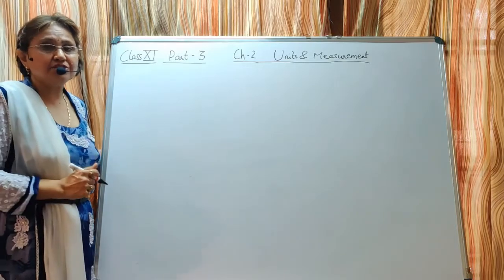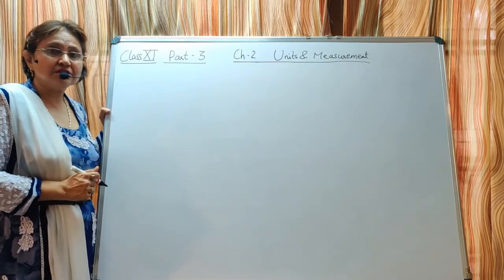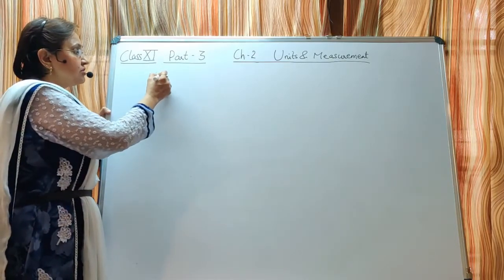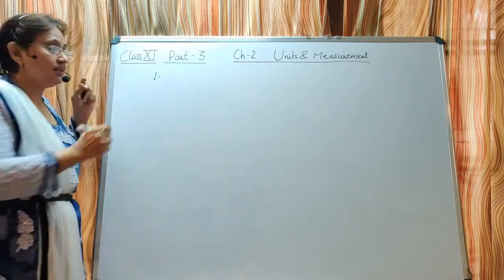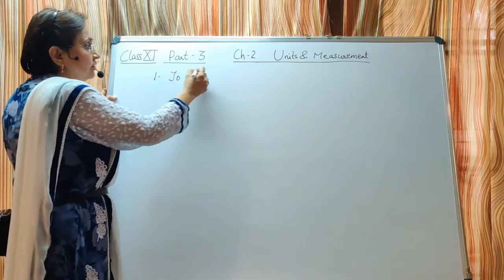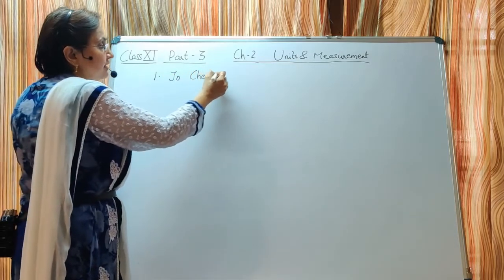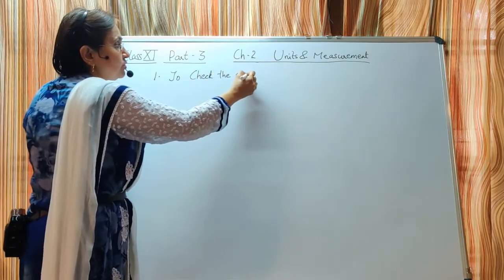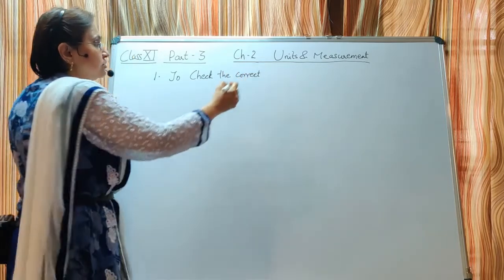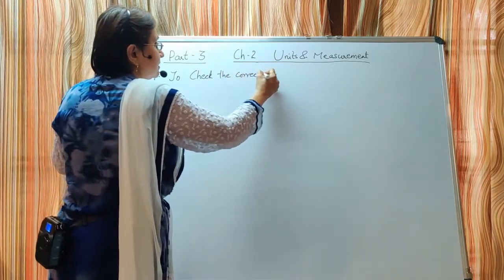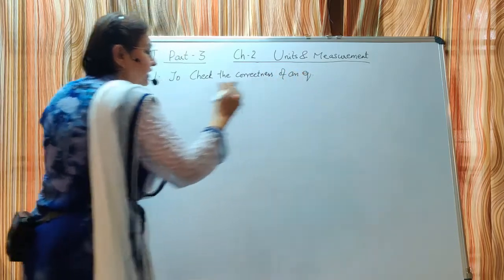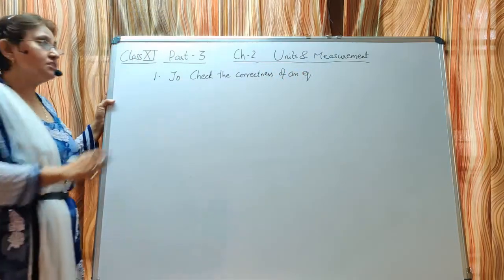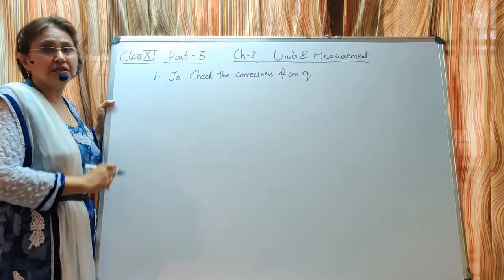The applications of dimensional analysis, in which the first one is to check the correctness of any given equation, to check the correctness of an equation which we use in physics. Any equation which we are using in physics should be dimensionally correct.